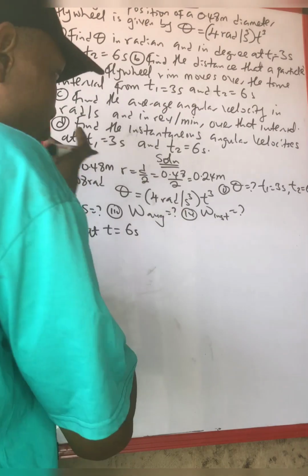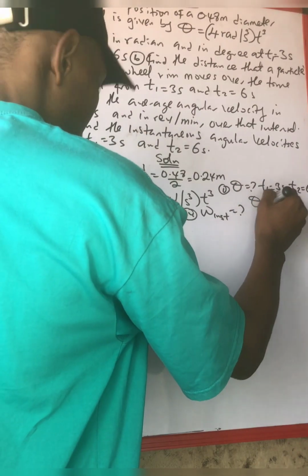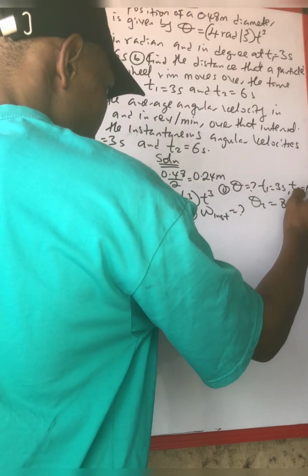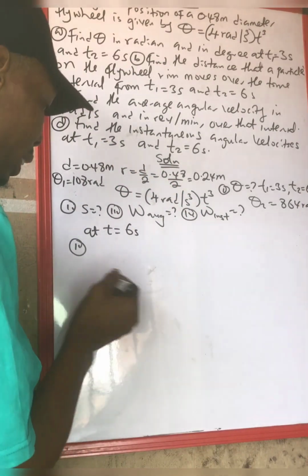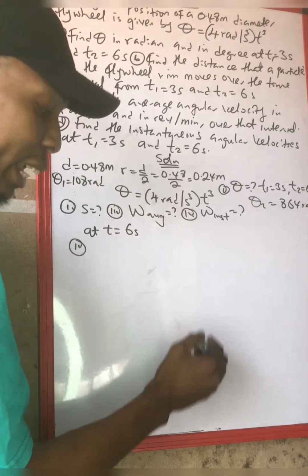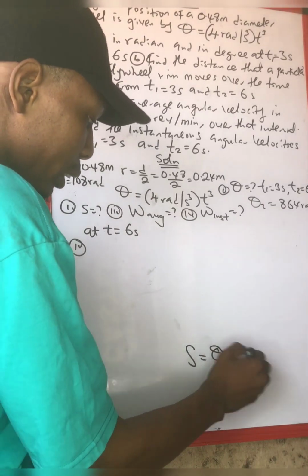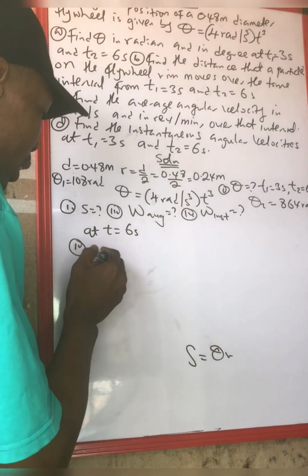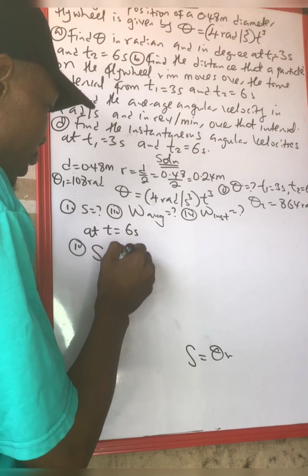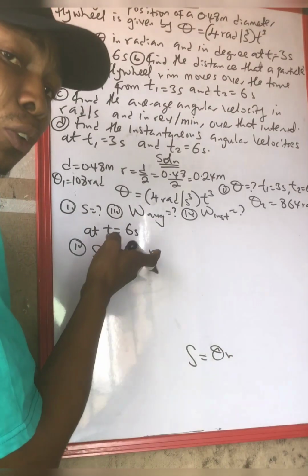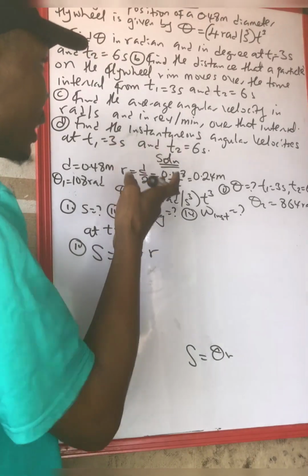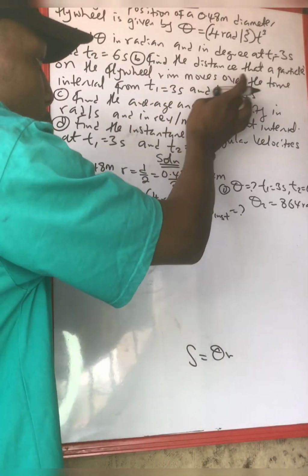All right, in our theta 2, just now we got 864 rad because we're going to need this. Now this time I have to get our distance s. In my previous video, I told you that distance is equal to theta times radius. So this time around, our distance is going to be the change in theta, then times the radius. Why am I making use of the change in theta? Because of the time interval, at t1 equals this and t2 equals this.